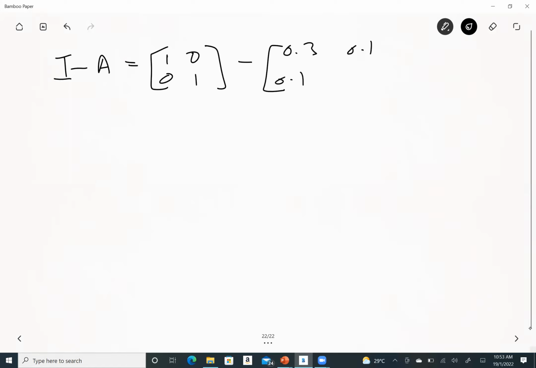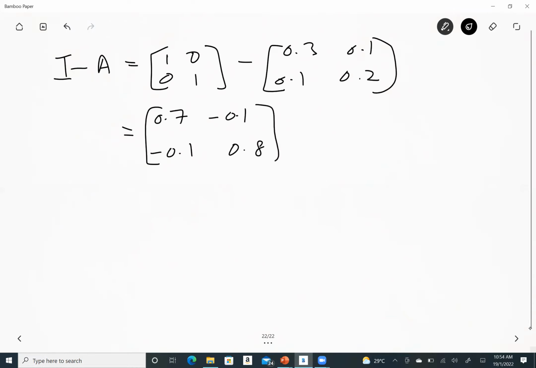Okay, got it. So you get I minus A inverse. What do we get? So I minus A is equal to 1, 0, 0, 1, subtract the A matrix, which is 0, 0.3, 0.1, 0.1, 0.2. And what is it equal to? Just subtract. You got 0.7, negative 0.1, negative 0.1, and then 0.8. So that is the matrix that we need to get the inverse of.